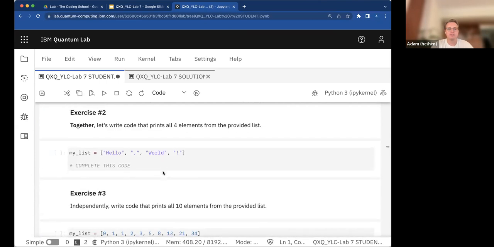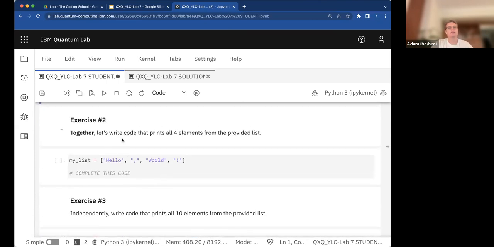Okay, now let's do exercise 2 together. So let's write the code that prints all 4 elements from the provided list. So we have a list provided here with 4 elements, and we want to print each and every one of them. So provided the list, but now I want you to write, and we will write, the whole for loop together. So first of all, you want to say, hey, I'm using a for loop.